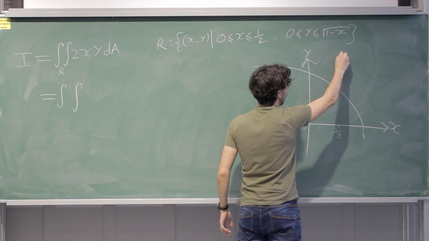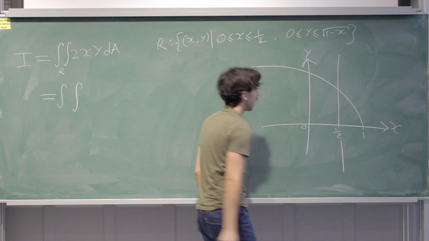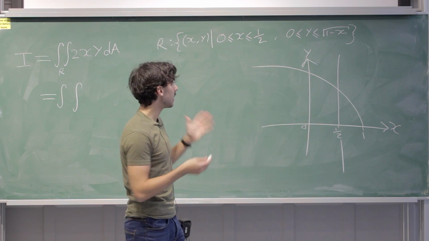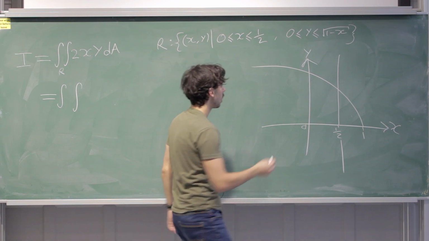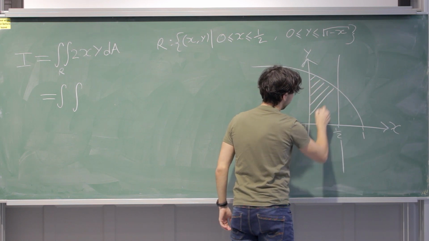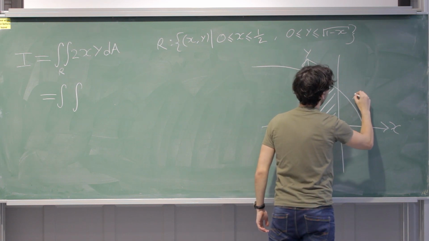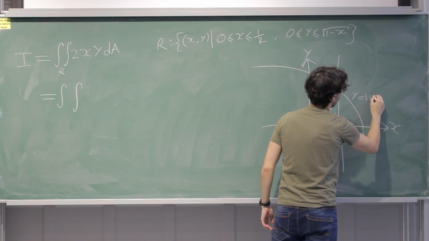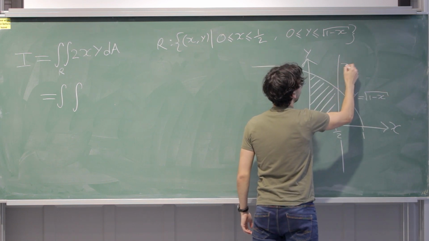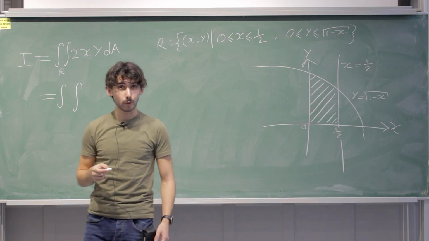I'll draw the line x equals 1/2 for us. It looks a little bit like that. And it's between these two graphs. It needs to satisfy both. So what region on this graph satisfies both of those conditions? Well, it's going to be this region right here. And I'm going to label this y equals the square root of 1 minus x. And I'm going to label this x equals 1/2. Hopefully that's all good so far.